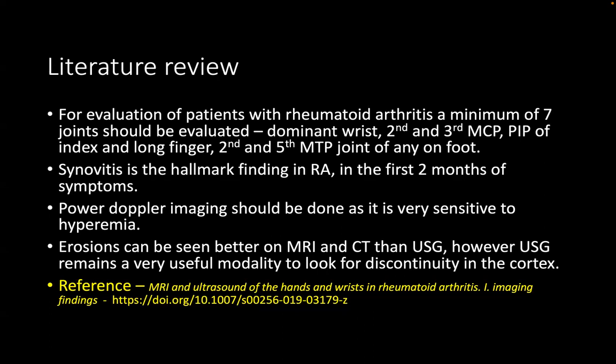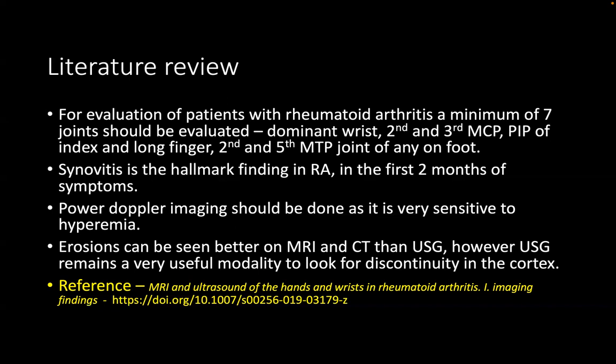Also, a few studies do not take into account the joints in the foot, and they only evaluate 5 joints, that is RAMRIS 5 evaluation of the wrist or of the hand. Now, synovitis is the hallmark finding in rheumatoid arthritis in the first 2 months of symptoms. Also, if we are using color Doppler, power Doppler imaging should be done as it is more sensitive to the hyperemia in the diffuse synovial thickening. Erosions can be better seen on MRI and CT than ultrasound. However, ultrasound remains a very useful modality to look for discontinuity in the cortex.